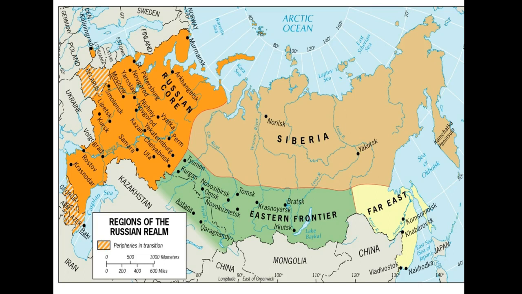Siberia, the least populated part of Russia, and then the Far East, which is lightly populated and quite bitter cold much of the year as well. Finally, what's described as the peripheries in transition is the Transcaucasia region, including the three countries of Georgia, Armenia, and Azerbaijan. Therefore, the Russian realm constitutes just four sovereign states, Russia and the three Caucasus states I just mentioned.